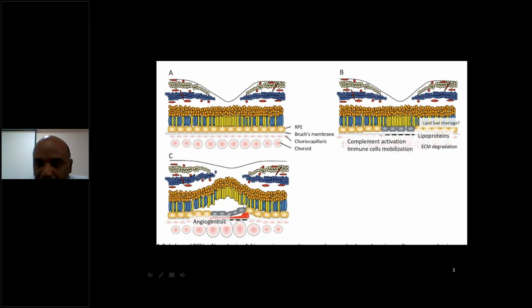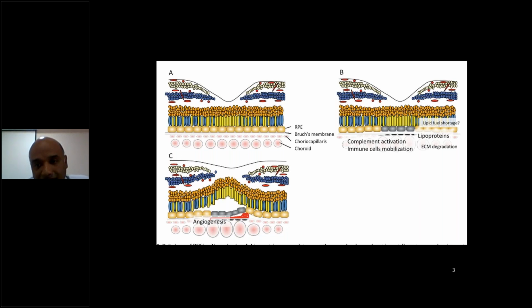So I hope the basic problem in AMD is clear. You should first understand what the layers of the retina are, how many layers there are, what is happening below the pigment epithelium, and what the function of the pigment epithelium is.